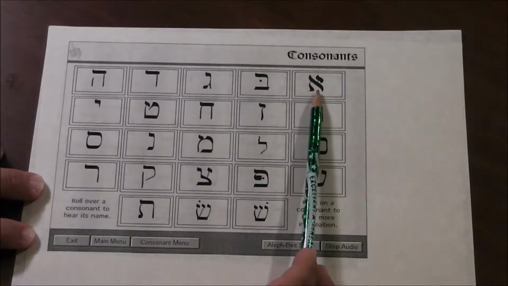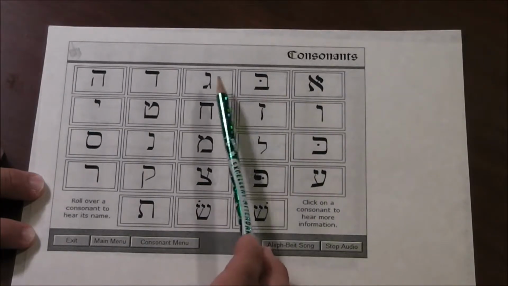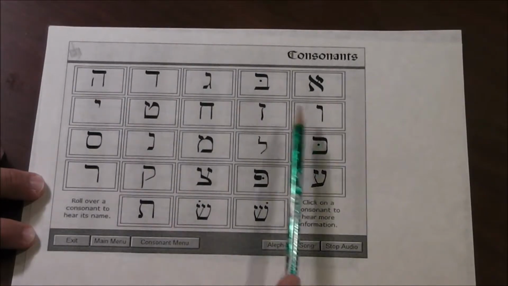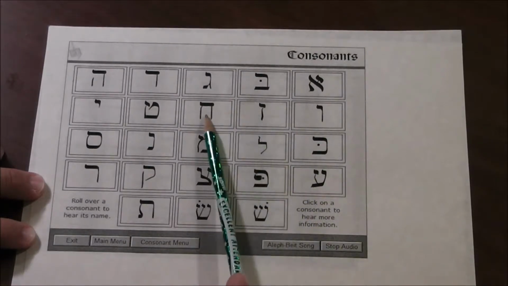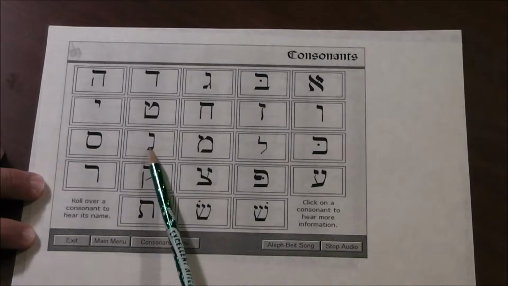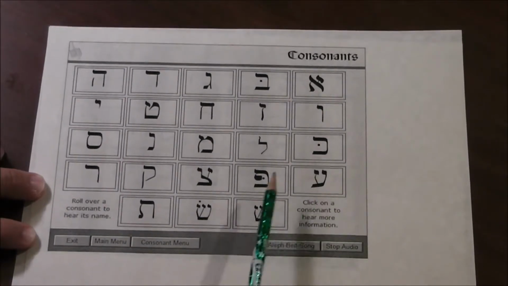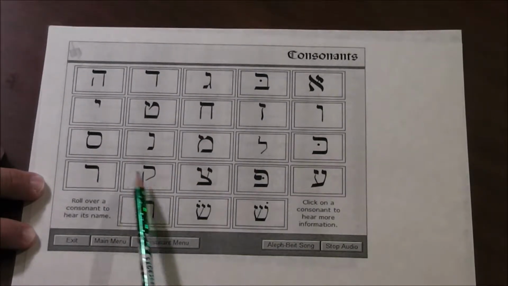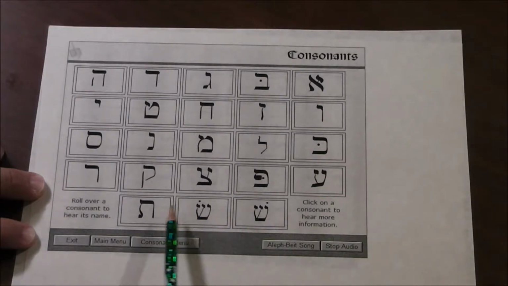We've got Aleph, Beit, Gimel, Dalet, Hey, Vav, Zayin, Chet, Tet, Yod, Kaf, Lamed, Mem, Nun, Samek, Ayin, Pei, Tzadeh, Kuf, Resh, Shin, Sin, Tav.